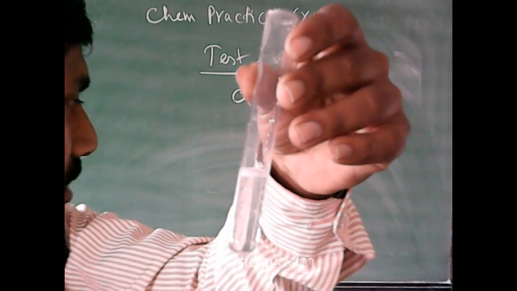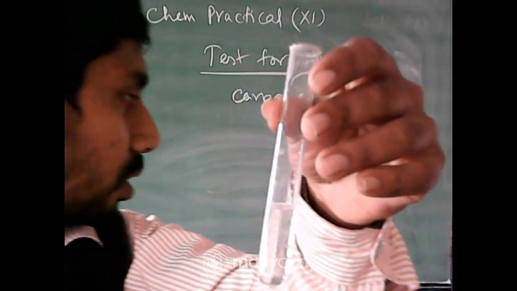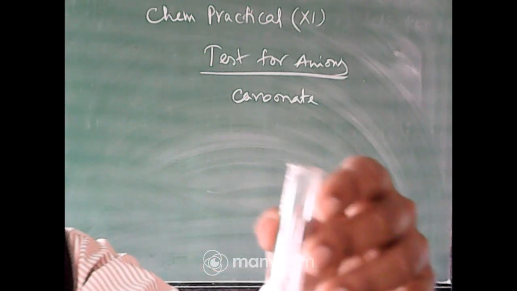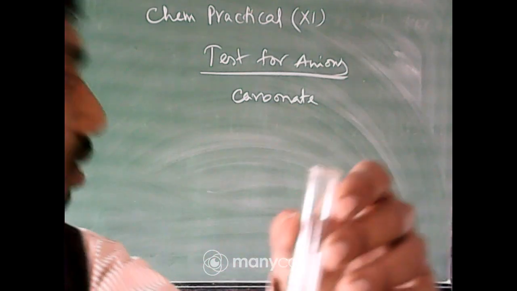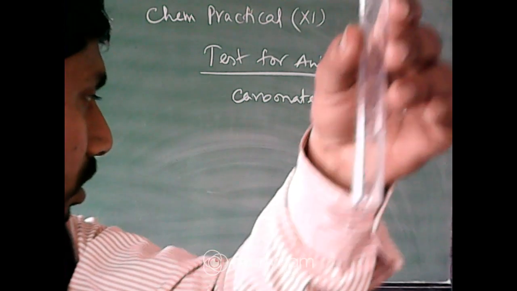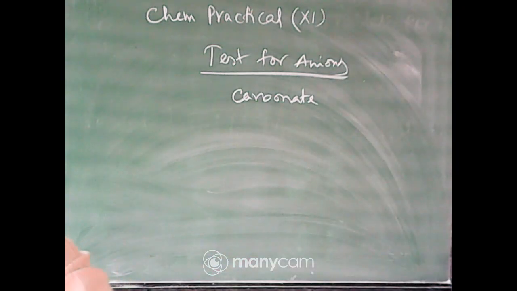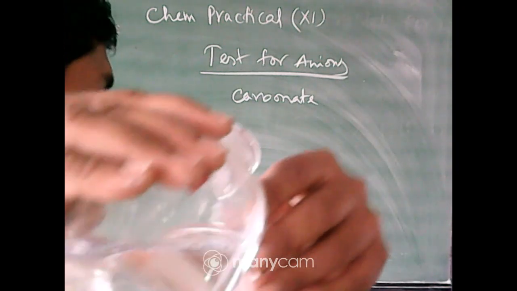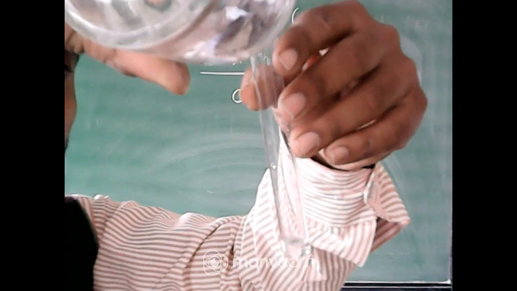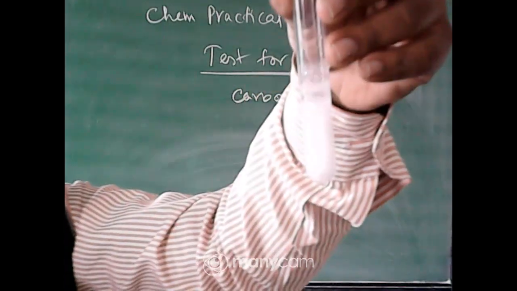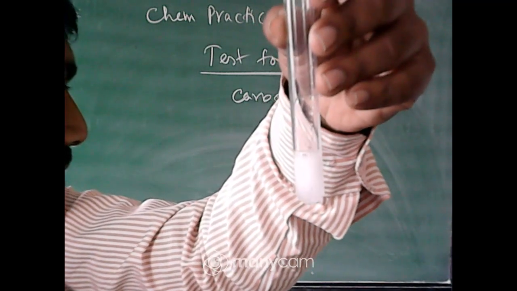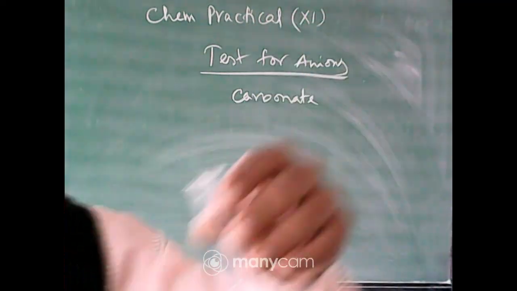This is the effervescence of gases. This is for carbonate. Now this is sample plus solution in aqueous medium, and then dilute HCl. Again, I will show you. This is dilute. Yes, you can see the effervescence clearly.